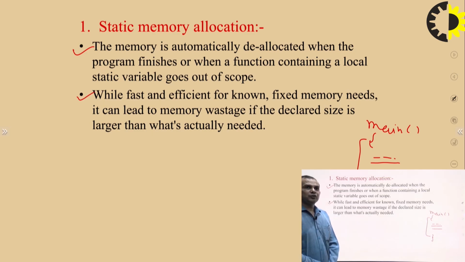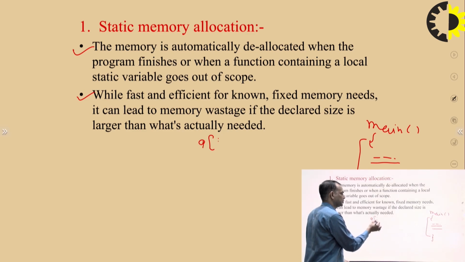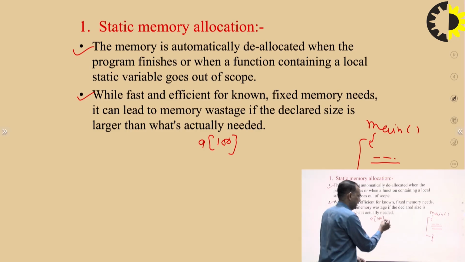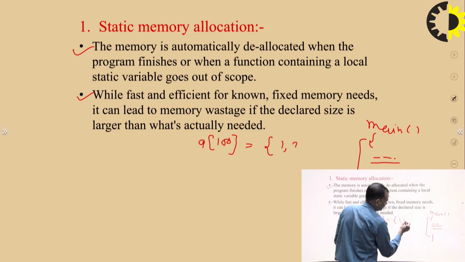And next, although it is fast and efficient, a fixed memory size can lead to memory wastage if the declared size is larger than what is actually needed. Once we declare the size of the array, suppose we declare an array that has 100 elements, but we use only 2 or 3 or 5 elements.